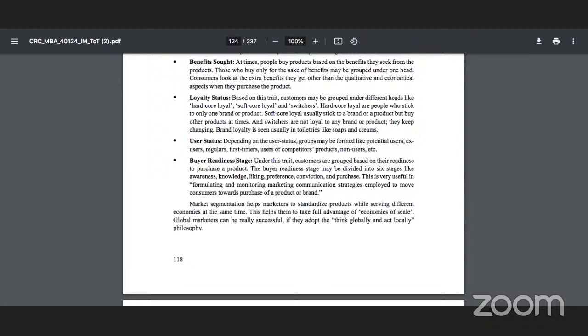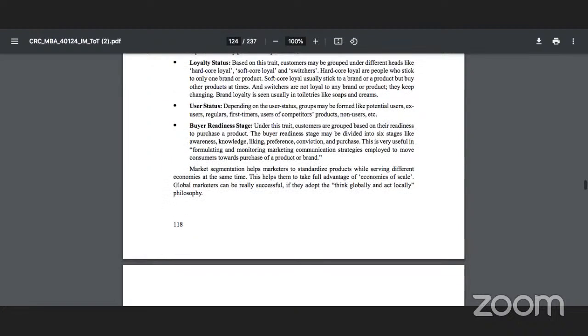The next one is in terms of buyer readiness. Where are they in terms of their purchase decisions? If you see in terms of the funnel or the readiness stage line, the first one is awareness. They know about the product. Knowledge: they have gained some understanding of the product. Liking: they have used it and developed a taste for it. It has become their preference. Finally, a conviction and a purchase happens. This is usually called formulating and monitoring marketing communication strategies, which are employed to move consumers from the stage of awareness towards purchase of a product or brand. So this is called the buyer readiness stage.